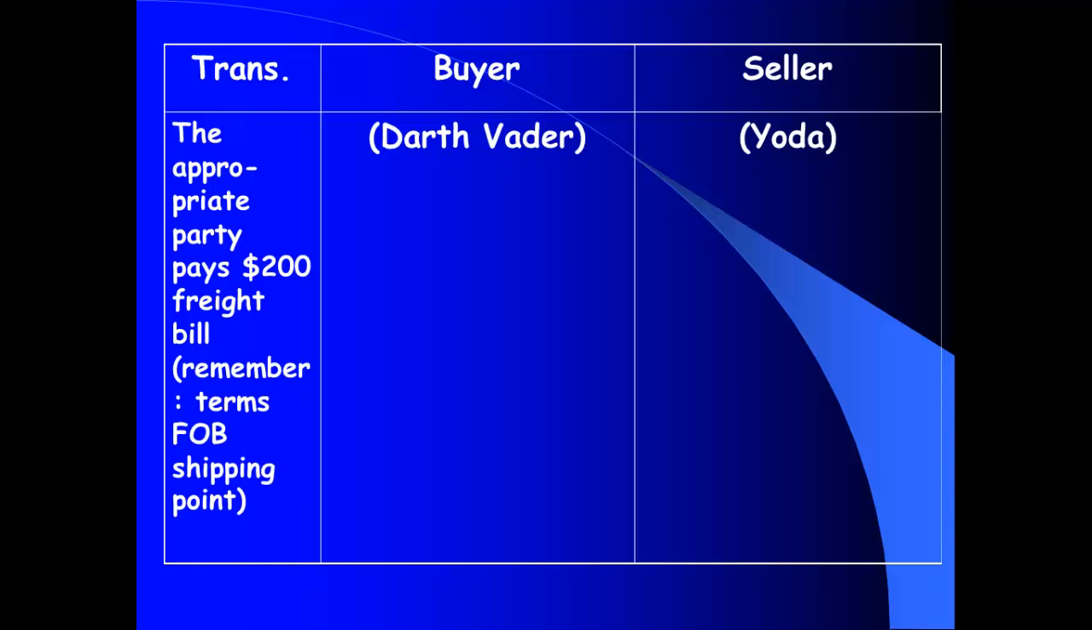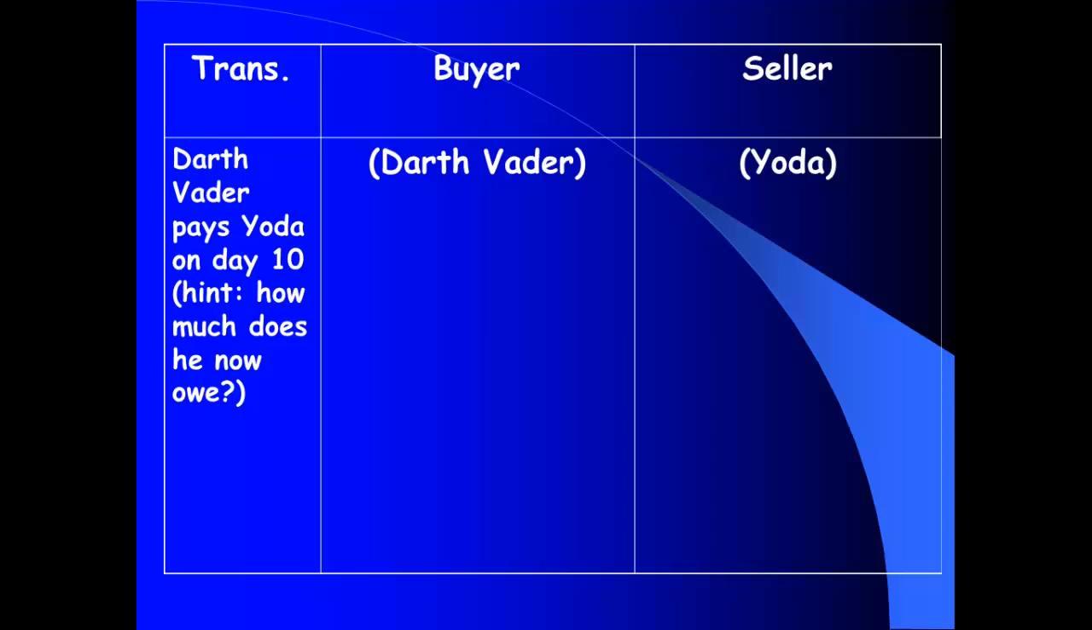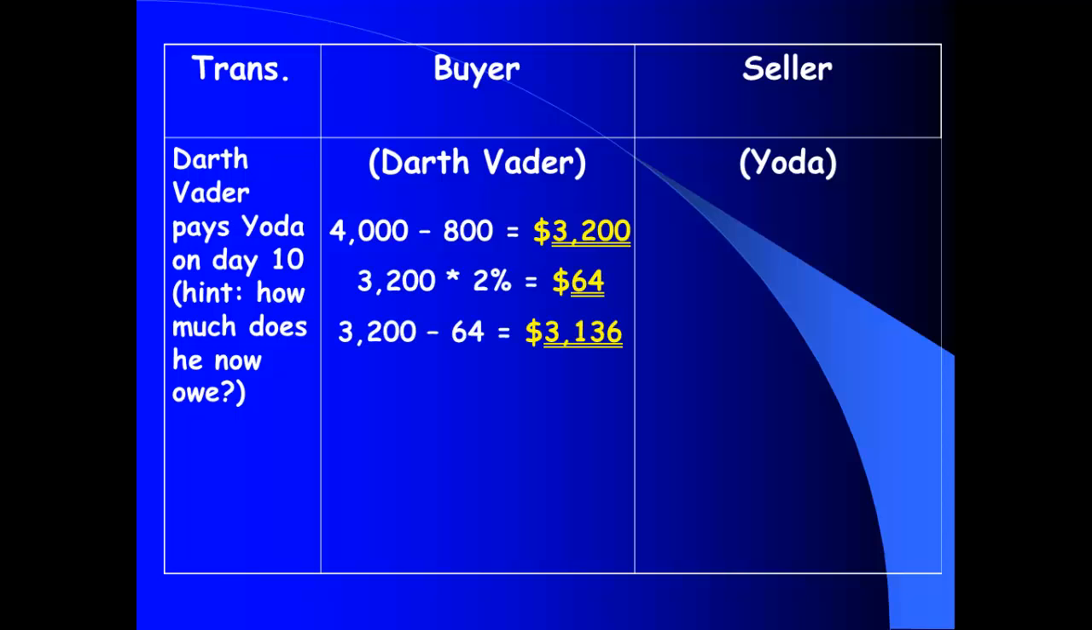We can't touch merchandise inventory, periodic system. What do we debit instead? Transportation in, or freight in. I don't care what you call it. Freight's a shorter word. I'd probably use that. Darth Vader pays Yoda on day 10. How much does he owe? Well, let's see. $4,000 to begin with. Sent back $800. He goes to $3,200. He can take what percent discount if he pays on day 10? 2%. Says he can pay $3,136.